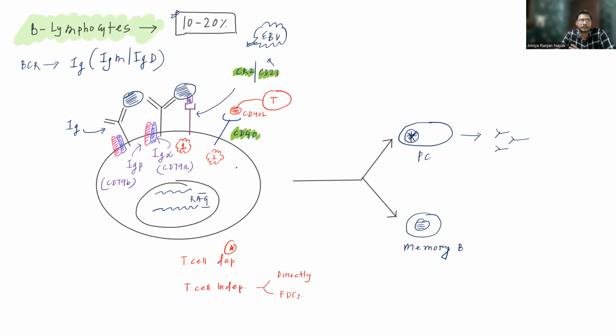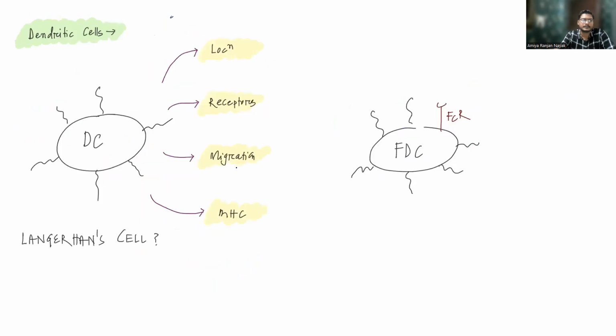So now we have discussed the T lymphocytes and the basics of B lymphocytes. Now we'll see some other cells which take part in adaptive immunity. The next one is the dendritic cell. It's a very important cell. The dendritic cell is a component of both innate immunity and adaptive immunity. Dendritic cells are the prototype antigen presenting cells, or you can say the professional classical antigen presenting cells.